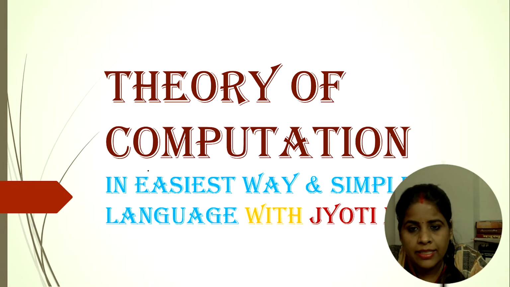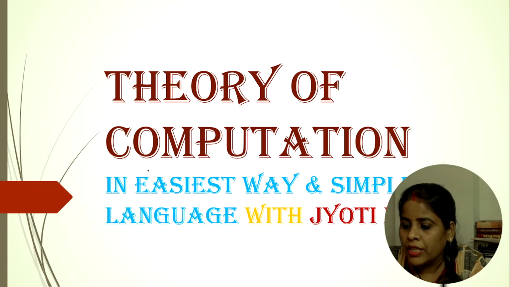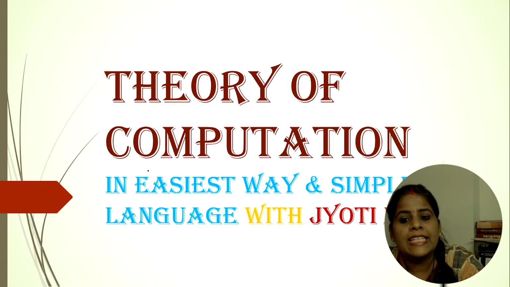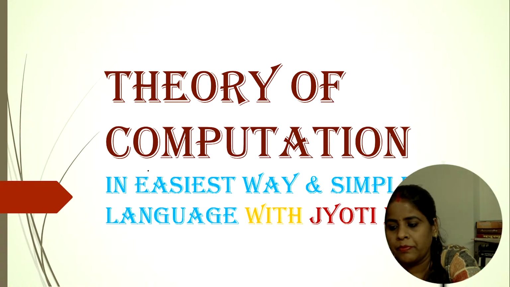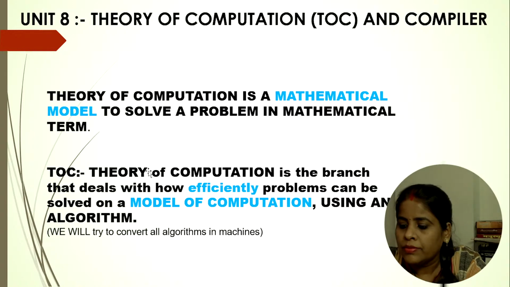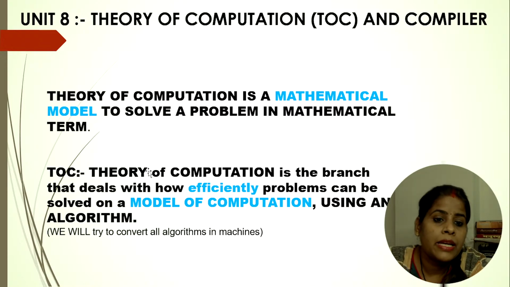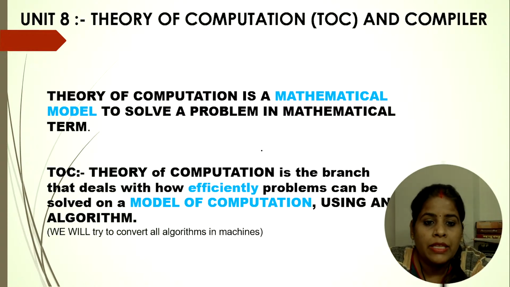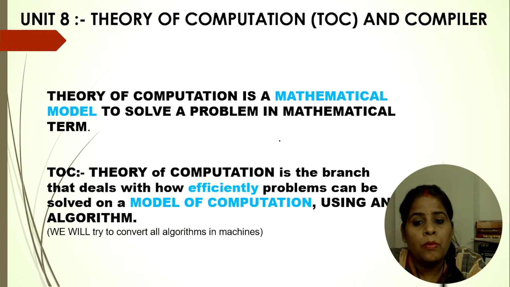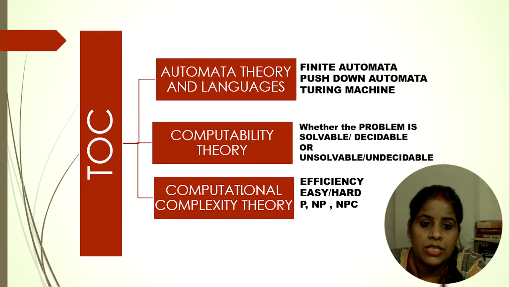तो चलिए हम लोग स्टार्ट करते हैं थ्योरी ऑफ कंप्यूटेशन, इन इजीएस्ट वे एंड सिंपल लैंग्वेज, विथ ज्योति मैम। थ्योरी ऑफ कंप्यूटेशन इज अ मैथमेटिकल मॉडल टू सॉल्व अ प्रॉब्लम इन मैथमेटिकल टर्म। TOC, theory of computation, is the branch that deals with how efficiently a problem can be solved on a model of computation using an algorithm. We have discussed all these.